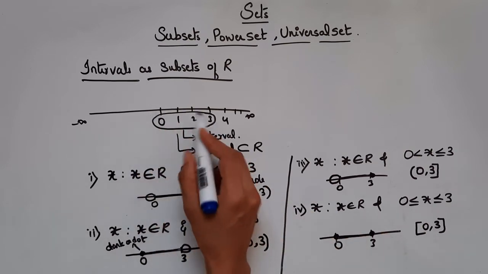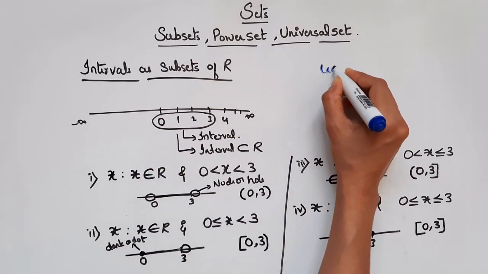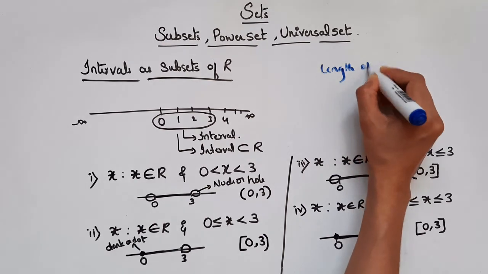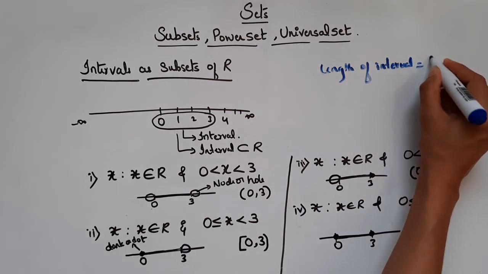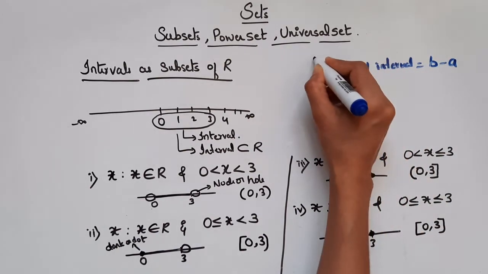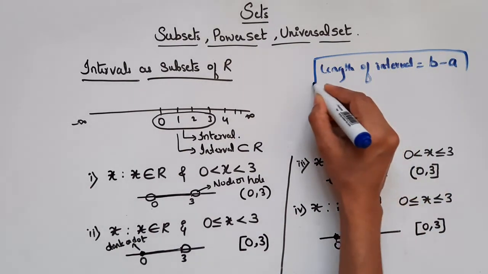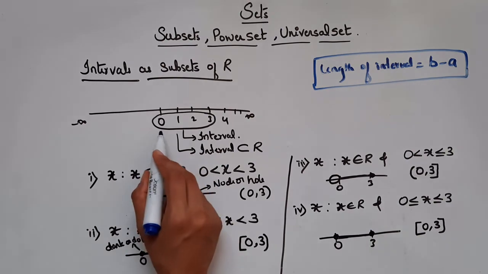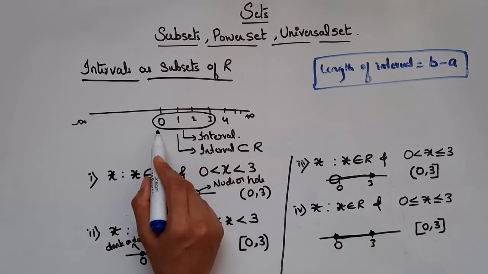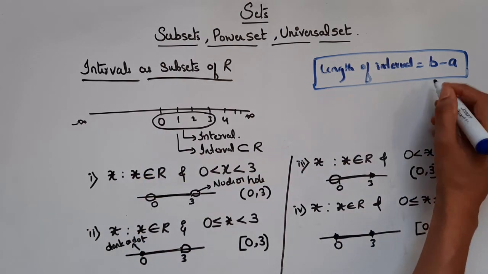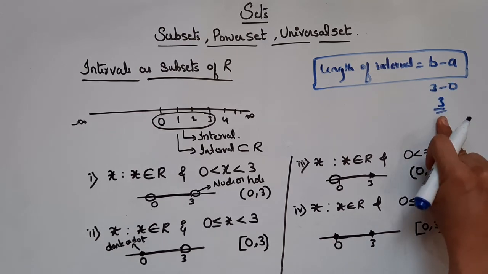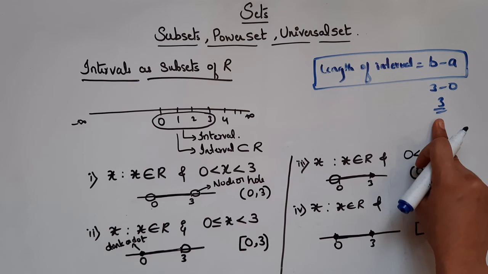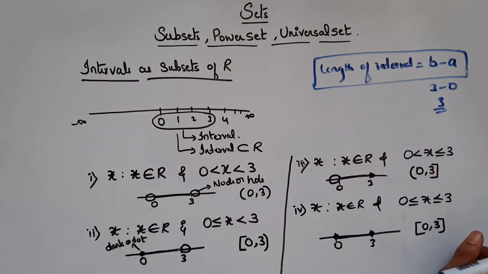Now let's see how to find the length of the interval by using a formula. Length of interval is given by the formula b minus a. In this case, we have b is 3 and a is 0. So 3 minus 0 is 3. So the length of the interval is 3. So this is all about intervals as subsets of R.